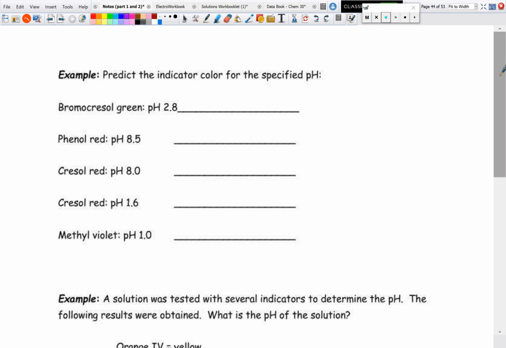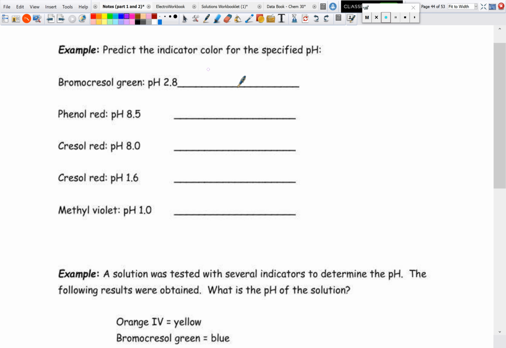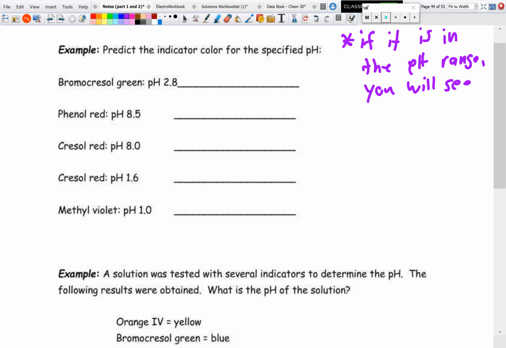All right, so for this one right here, predict the indicator color at the specific pH. So just a little hint, if it is in the pH range, you will see a mix of both colors. So that's because it's kind of on the way of changing.